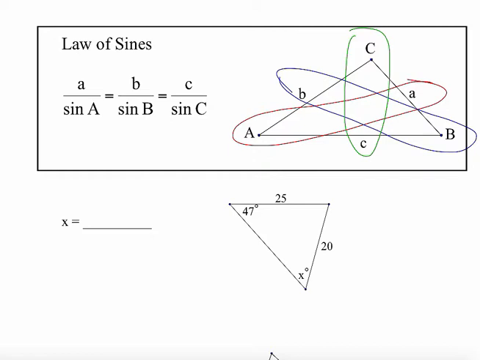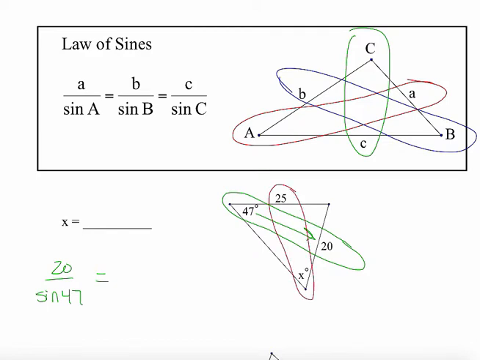The first thing I see is that I have two numbers that I know. The side of 20, written as a ratio over the sine of the angle 47, which is opposite that. Again, they should be opposites. That should equal this side 25, written as a ratio over the sine of its opposite angle. But that's the angle that I want to know. So I just have to solve this proportion and figure out what is x.